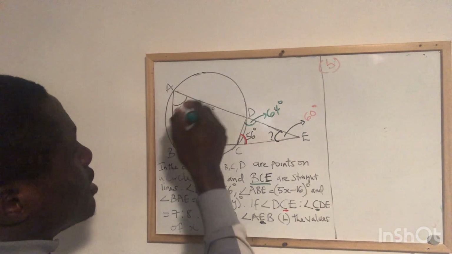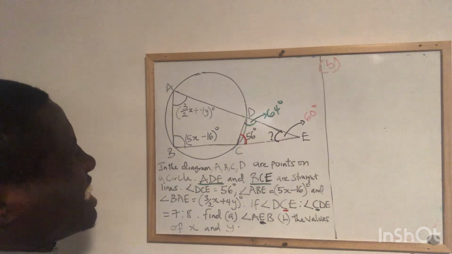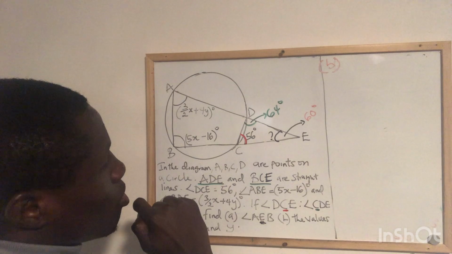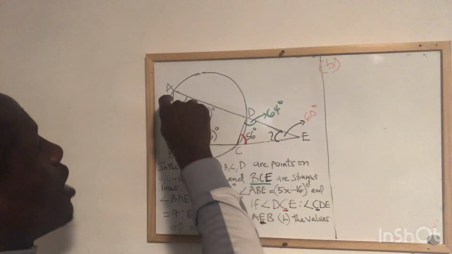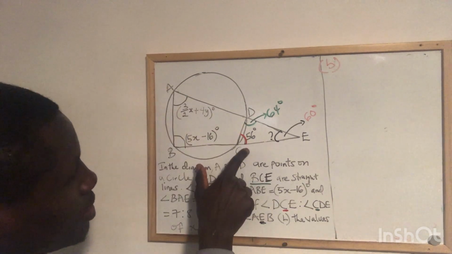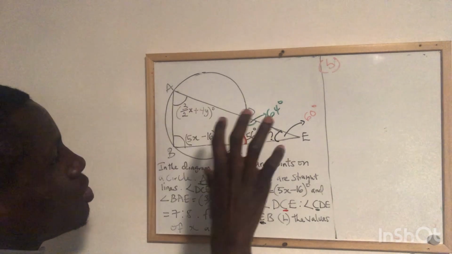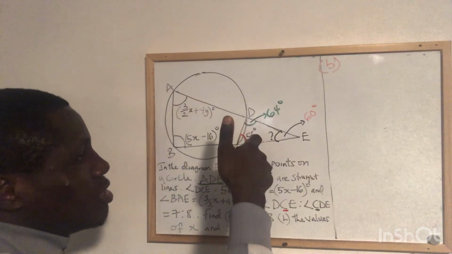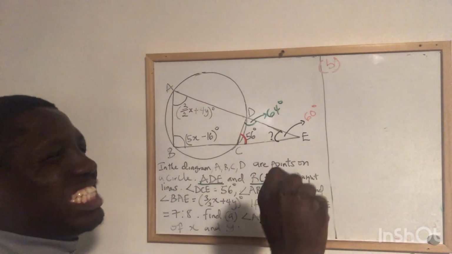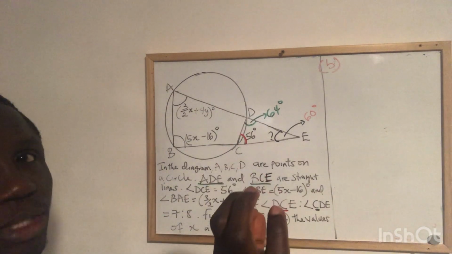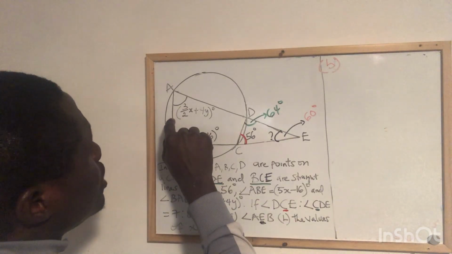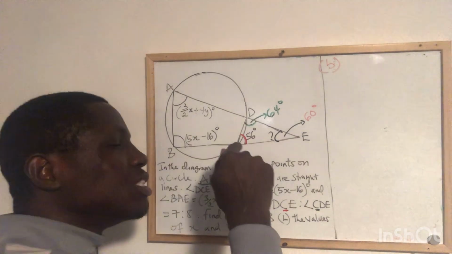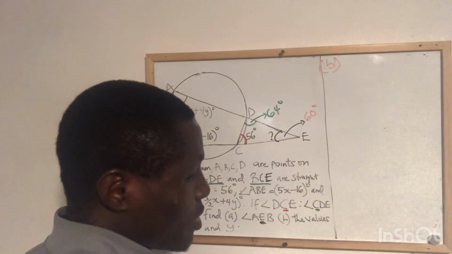the interior angle of a cyclic quadrilateral is equal to the exterior angle of a cyclic quadrilateral. What do I mean by that? Angle A is equal to angle C, because the rule says that the interior angle of a cyclic quadrilateral is equal to the opposite exterior angle. The word opposite must be there. The interior angle of a cyclic quadrilateral is equal to the opposite exterior angle of that cyclic quadrilateral.